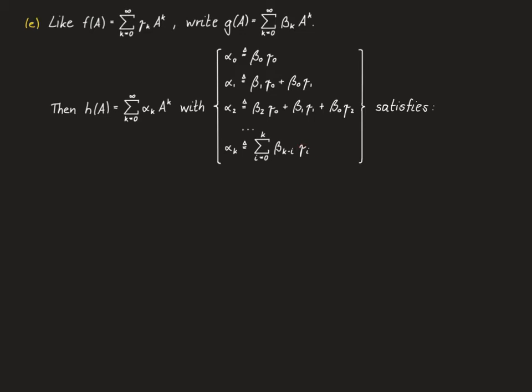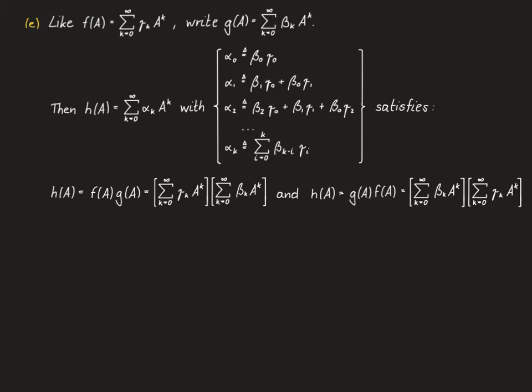Now observe that the function h of A, defined like this, satisfies that h of A equals f of A times g of A, but also equals g of A times f of A, which can be verified by comparing the corresponding coefficients of the powers of A in the multiplication of the two sums.